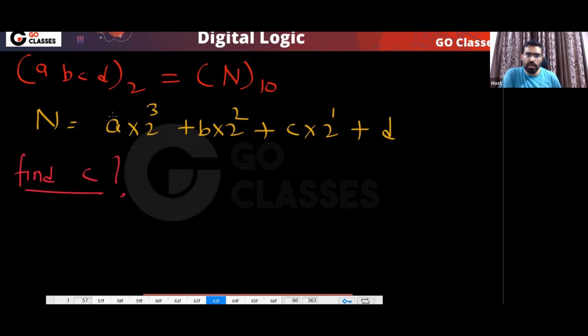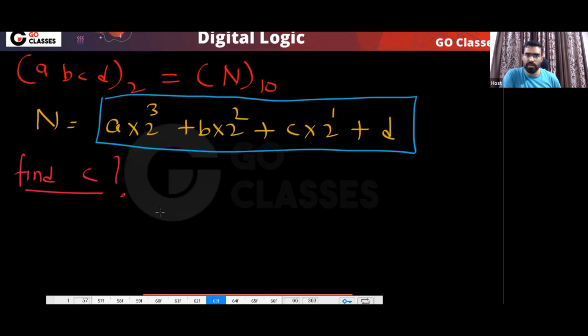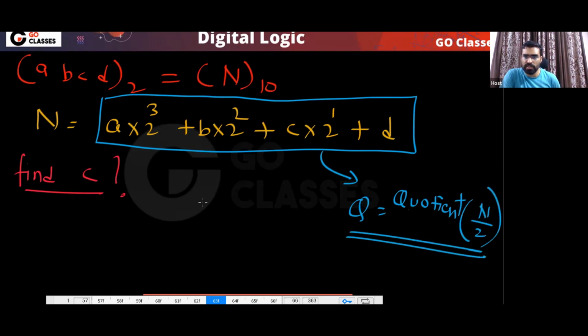See, this is what you will do. First, you will divide this by 2, then you will get a quotient. When you first divide by 2, this d is gone. If you divide by 2, then what is the quotient? Let's assume this is q, the quotient when you divide n by 2.